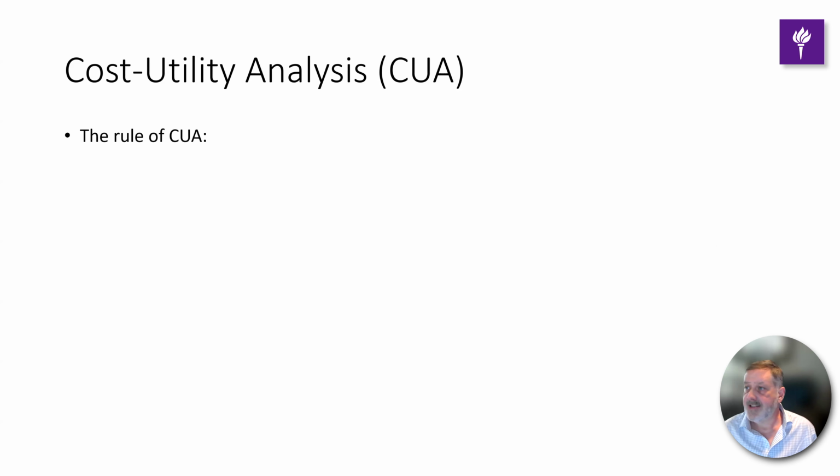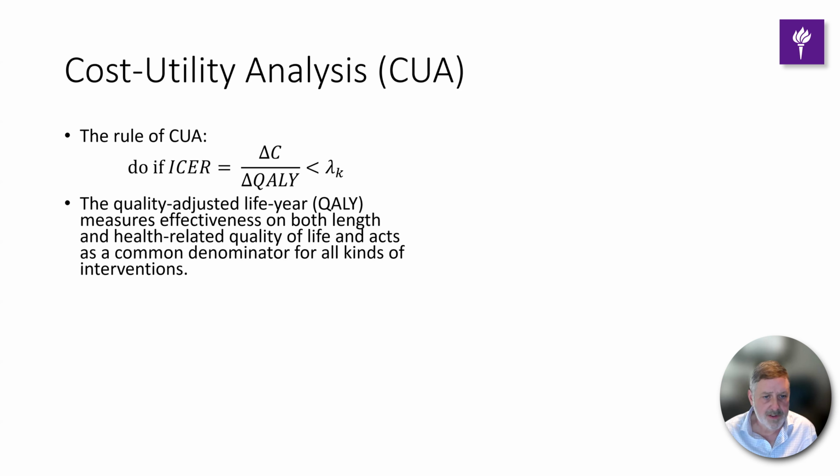CUA is a form of cost effectiveness analysis. It's going to have a very similar look. We do the intervention if its incremental cost effectiveness ratio is less than lambda, but in this case, the effectiveness is measured by a single common denominator that can be assessed for effectively all interventions. And the one that we use is the quality adjusted life year most often.